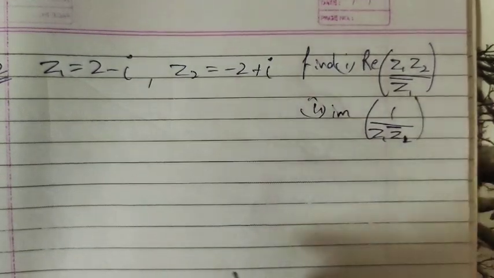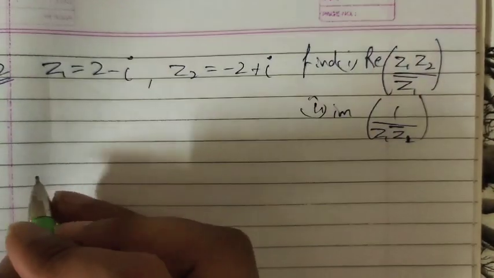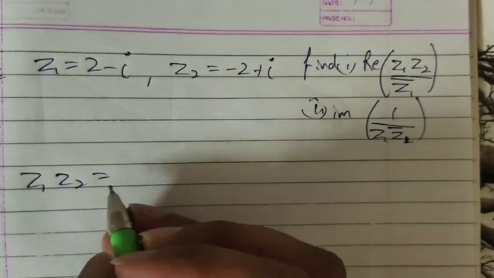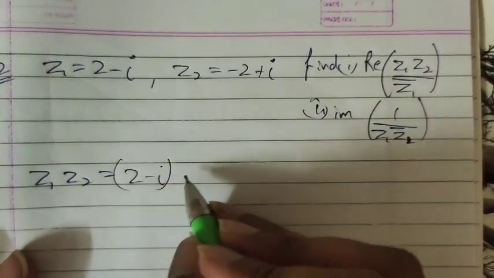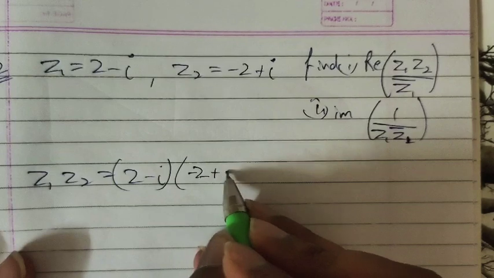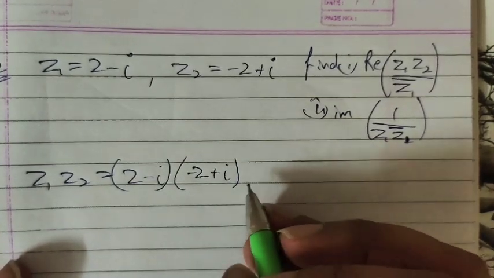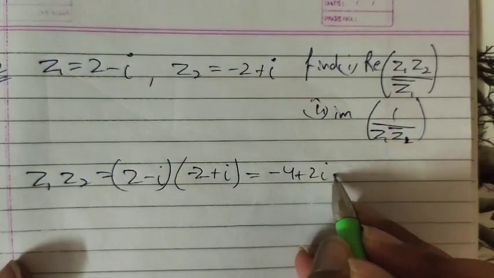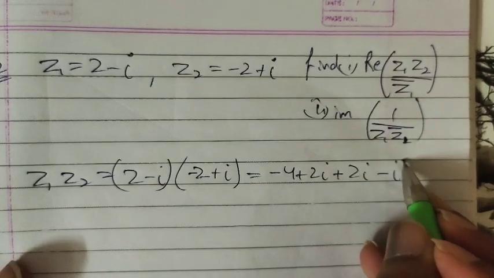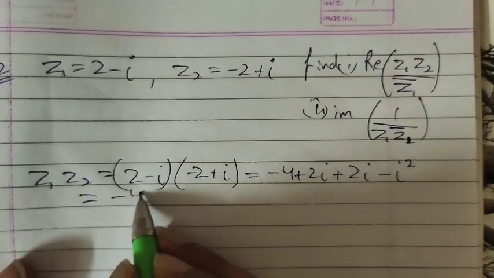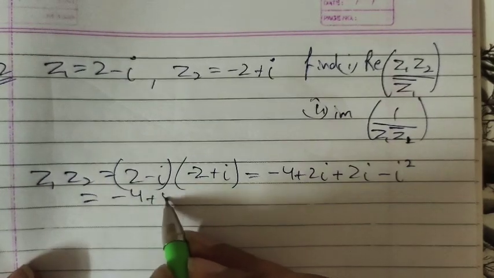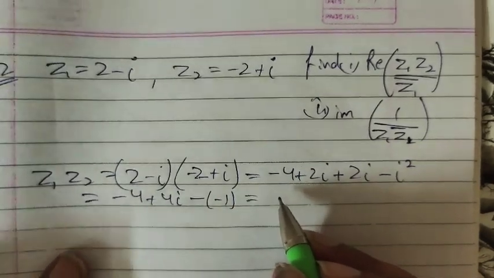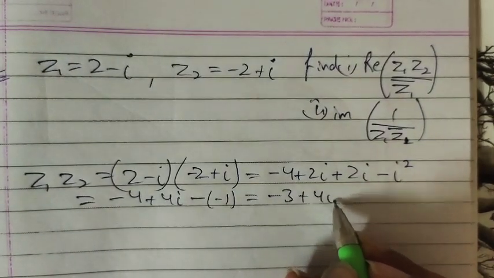So let's solve it. For the real part of z1 z2, first let's find z1 z2. z1 is equal to 2 minus iota, z2 is minus 2 plus iota, right? So that will be equal to 2 multiplied by 2 is 4, plus 2 iota, plus 2 iota, minus iota square, which is equal to minus 4 plus 4 iota minus of minus 1, right? Which is minus 4 plus 1, minus 3 plus 4 iota, right?